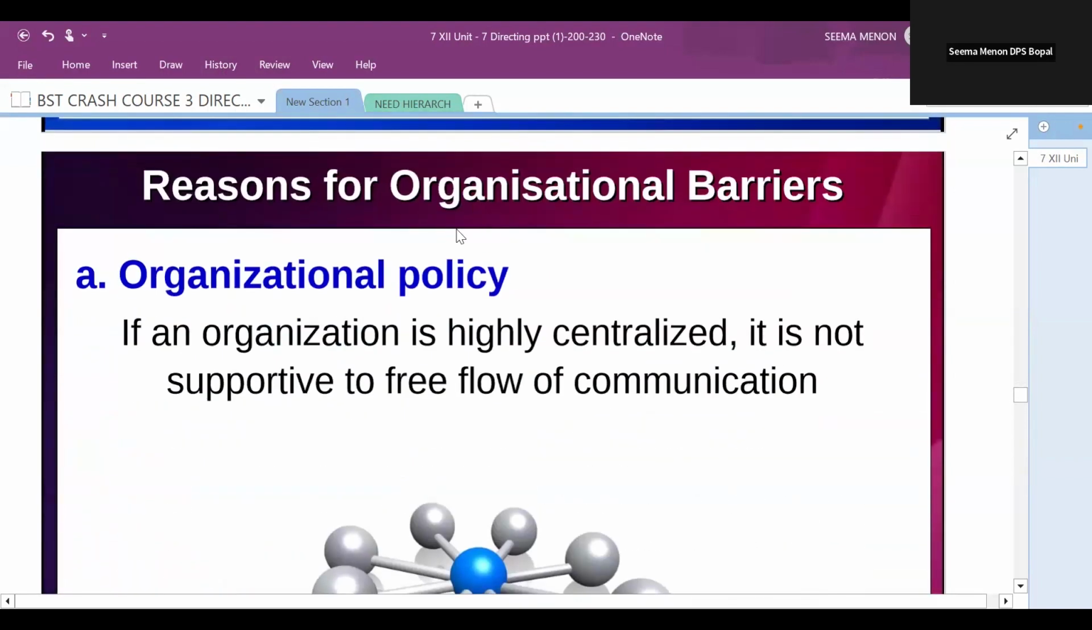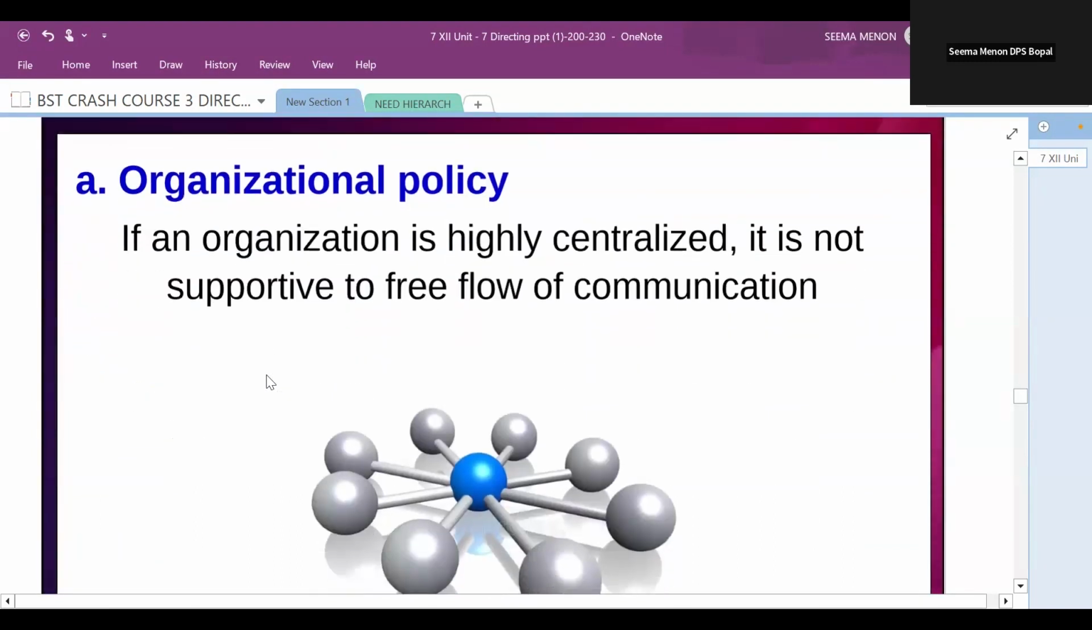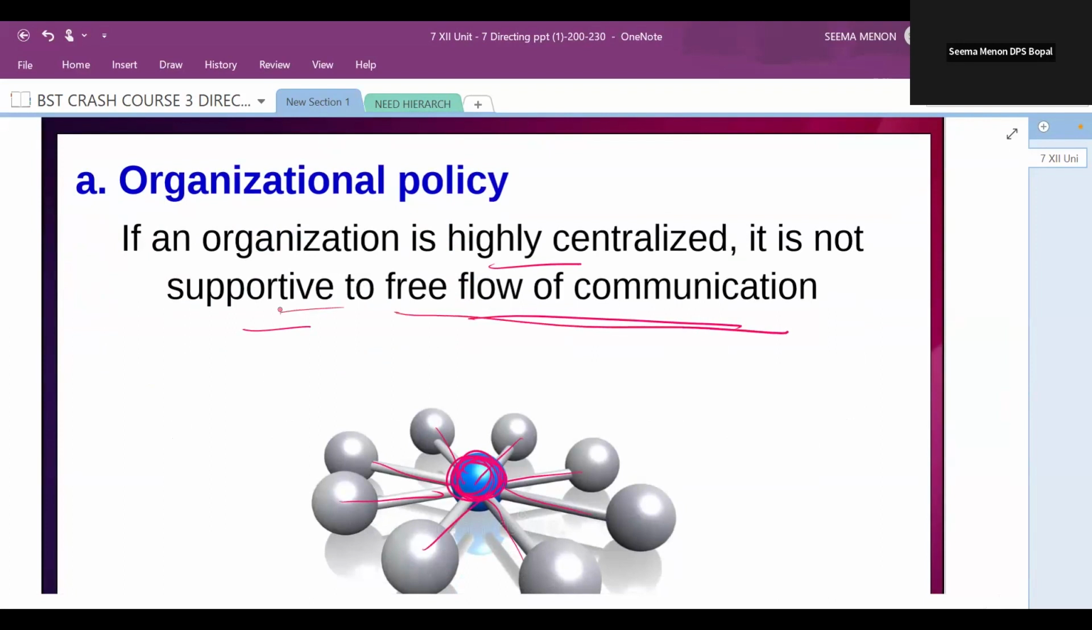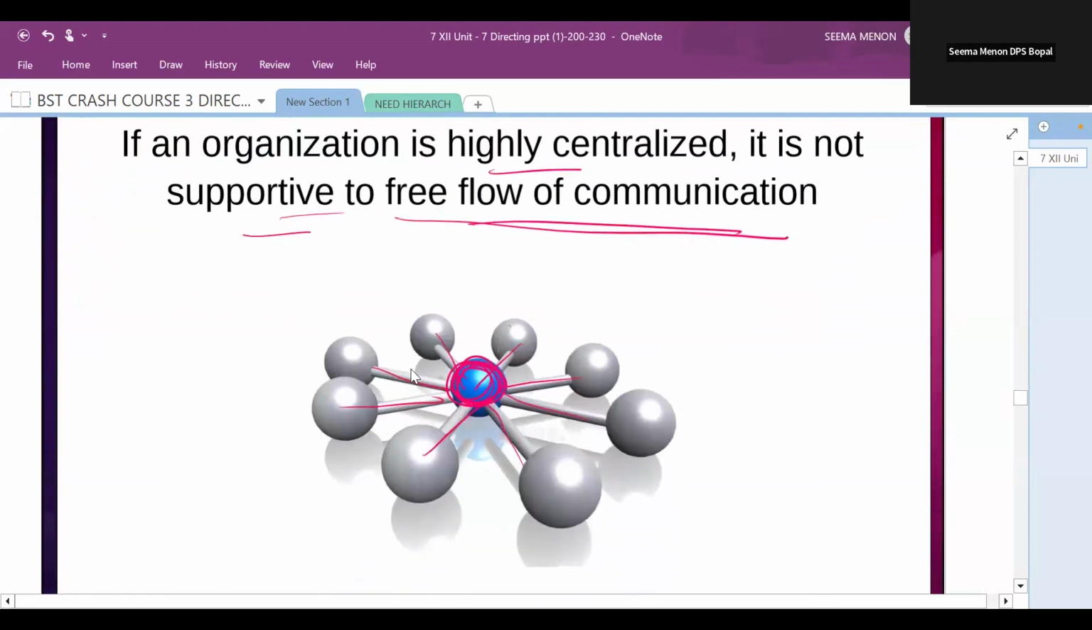Next, among the different types of barriers, organizational policy is one of the barriers. What do you mean by that? If an organization is highly centralized, where all the decisions are taken by one person, that is called highly centralized. It is not supportive of free flow of communication. Here you can see this is highly centralized. Everyone comes and asks, everybody wants to get an instruction from the centralized person. So it is not supportive of free flow of communication, because people have to wait a long time to get their turn.